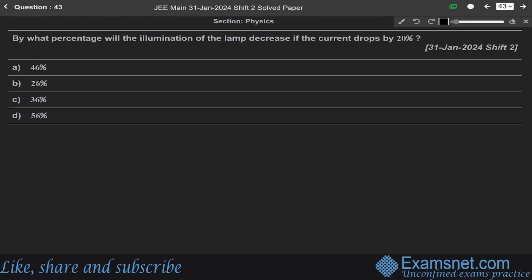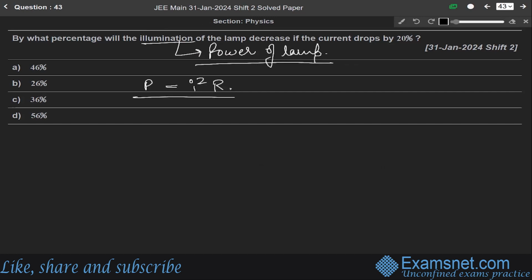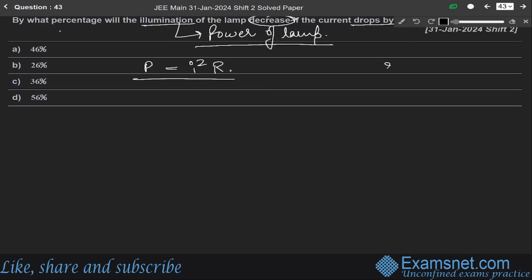By what percentage will the illumination of the lamp decrease if the current drops by 20%? So we know that illumination means the power of the lamp. So we know the very basic formula for the power, that is P equals I square R. Now it is asking by what percentage the illumination decreases if the current drops by 20%. If the current drops by 20%, the remaining will be 100 minus 20, that means 80%.